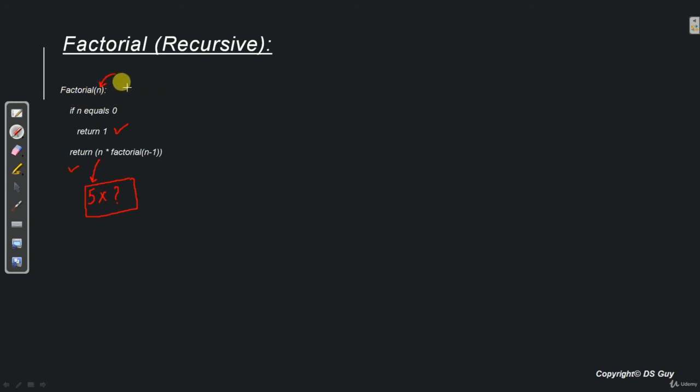So again, when it is 4, the control comes here. If n equals 0, no. So again the control goes here. Return n into factorial n minus 1. So now the value of n is 4 multiplied by factorial of n minus 1, that is 3. So again it says I cannot return this value, but I can call the factorial method with argument 3. So again this factorial method is called with value 3.